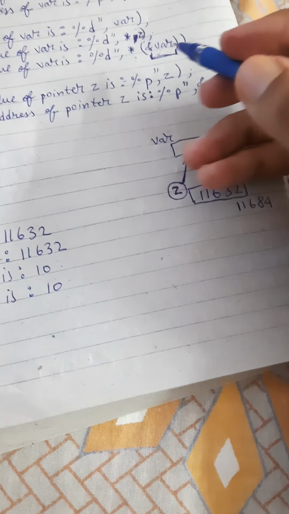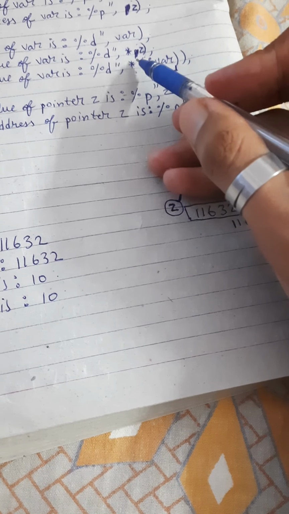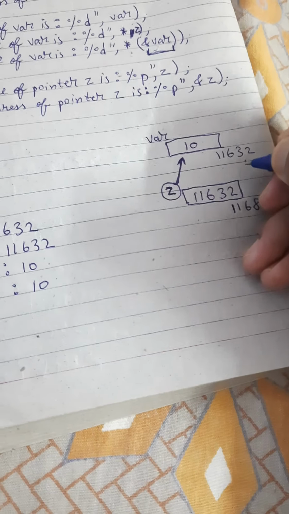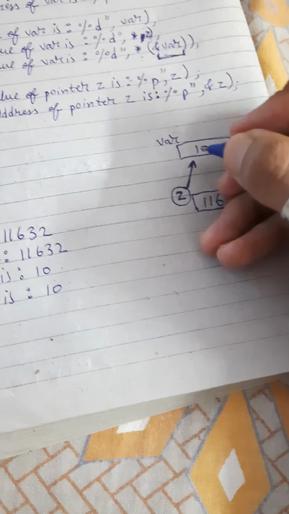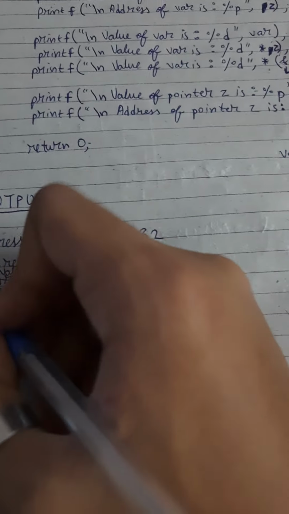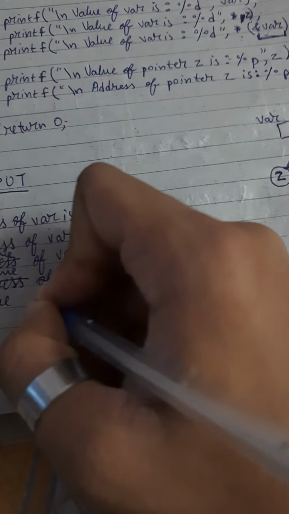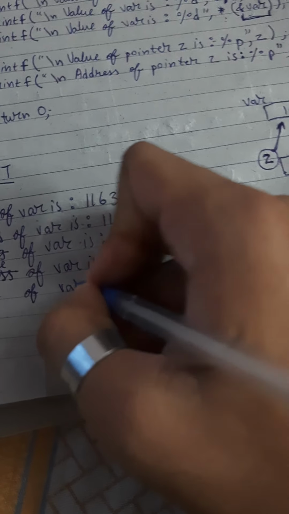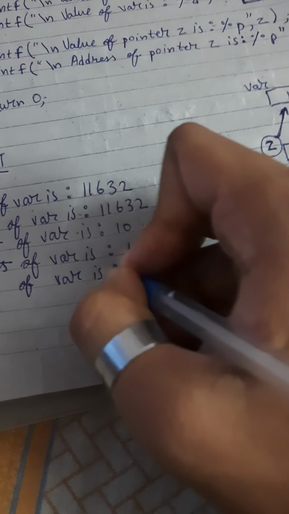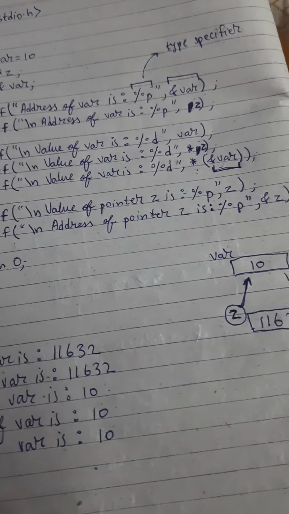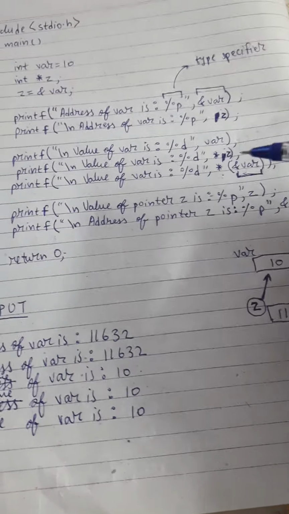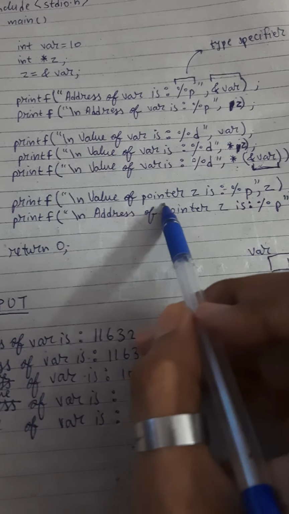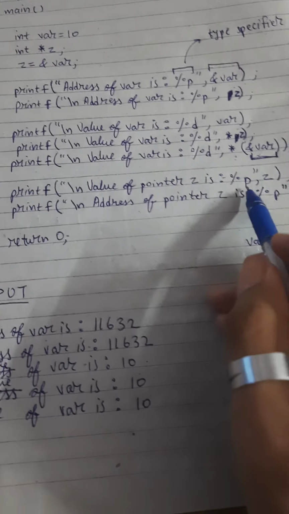And I want the value at this address. So what is the value at this address? 10. So again the output will be the same. So basically this example shows that the output is the same, but the way of getting the output is different.